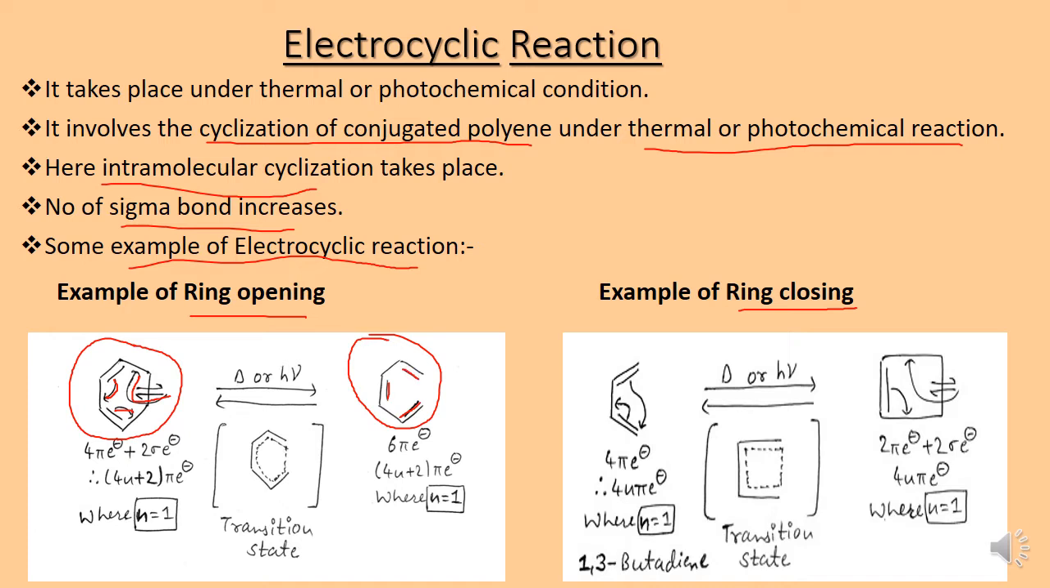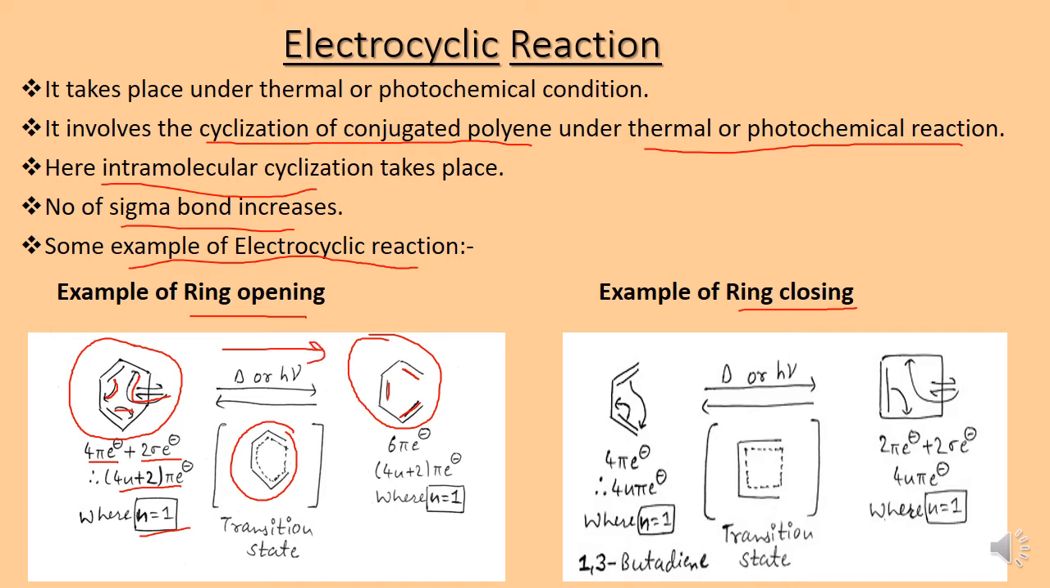Here, 4 pi electrons plus 2 sigma electrons. The 4 pi electrons come from 2 pi bonds, since 1 pi bond contributes 2 pi electrons. And here 1 sigma bond is breaking, so 2 sigma electrons are used. So in total, 6 pi electrons. Six pi electrons means, according to Huckel's rule, a 4n plus 2 pi electron system where n is 1. Here a cyclic transition state occurs like this. The reaction is initiated by thermal or photochemical conditions.